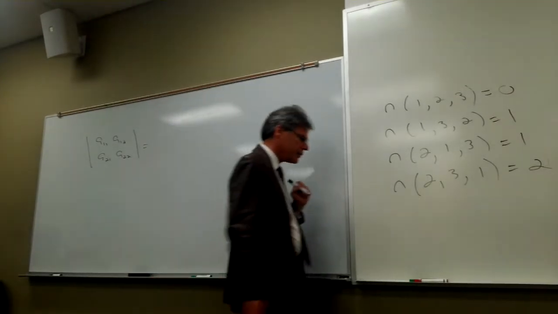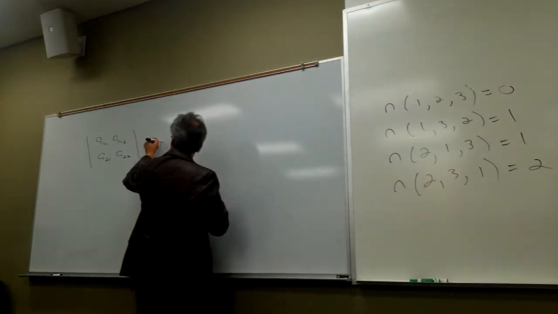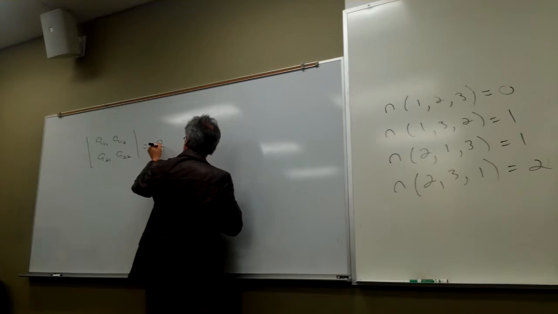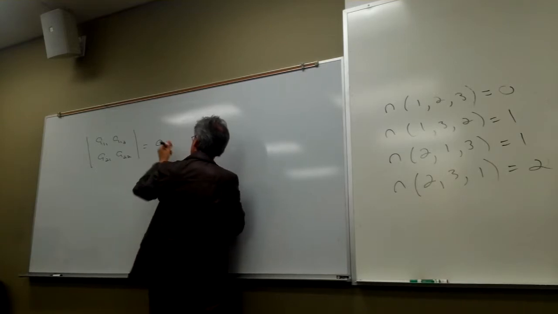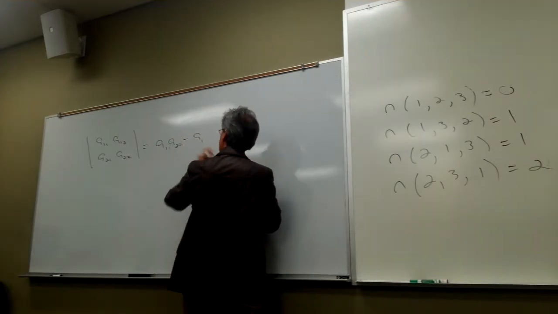I need color. Just A1, A2 minus any color. So say it again. It goes A11 times A22 minus A12 times A21.